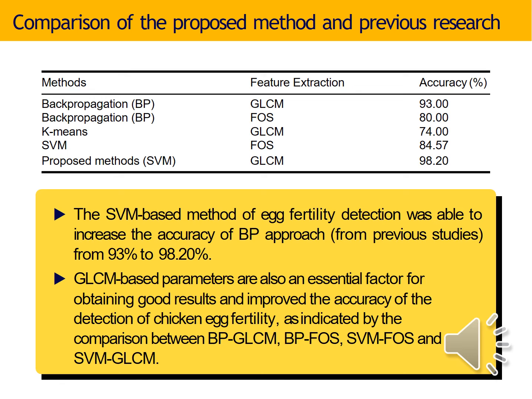98%. The SVM method for fertility detection was able to increase the accuracy over the BP approach from the previous study, from 93% to 98.2%. And yes, GLCM-based parameters are also an essential factor for obtaining good results and improving the accuracy of chicken egg fertility detection, as indicated by the comparison between all of the methods from the previous research.